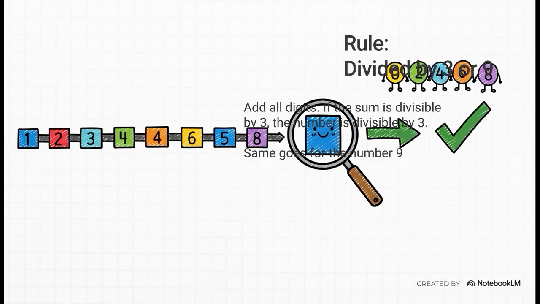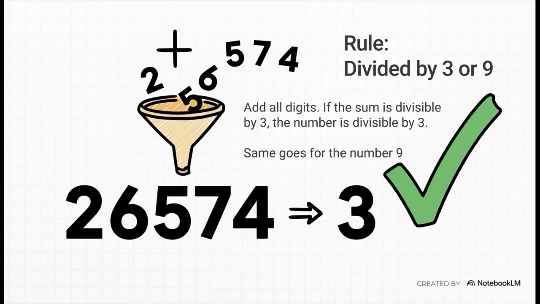Easy, right? The rule for 3 or 9. This next one is like a magic trick for checking if a number is divisible by 3 or 9. All you have to do is add all the digits in the number. If that final sum can be divided by 3, then the original huge number can be too. And guess what? The exact same trick works for the number 9.